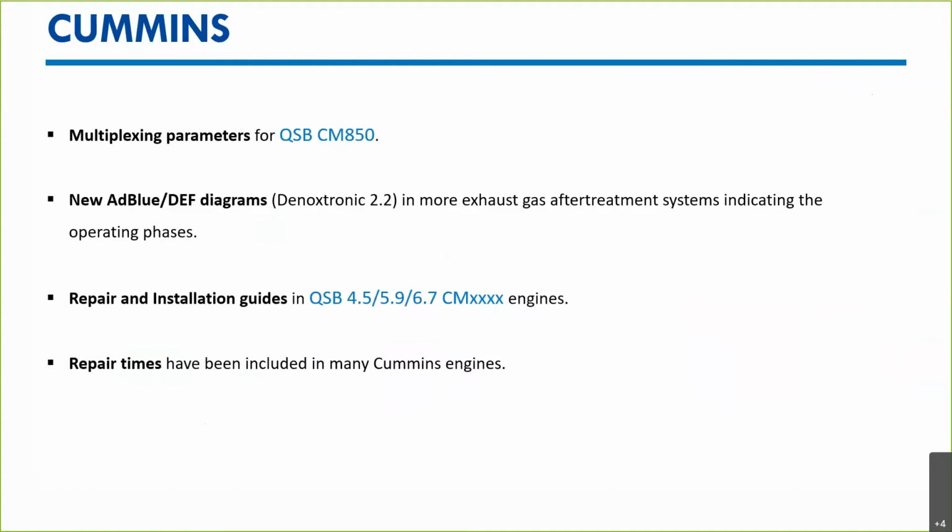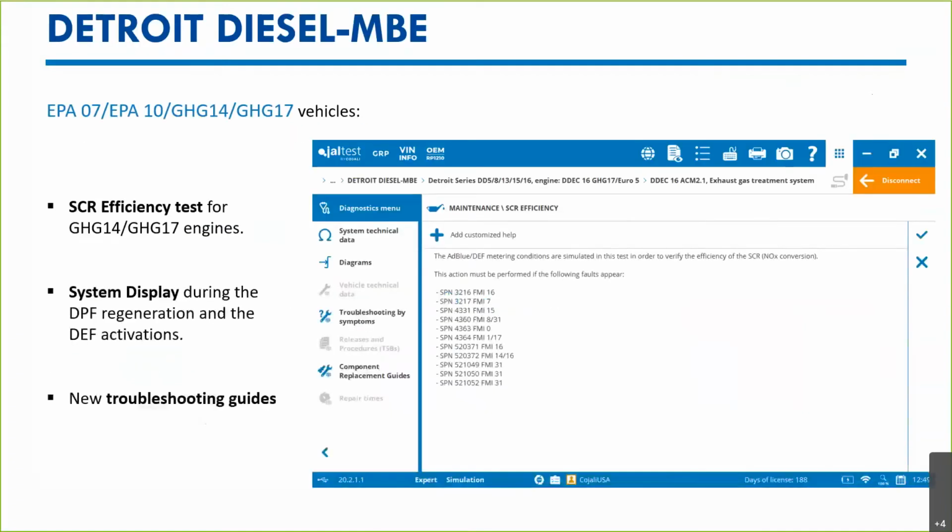Also, new repair and installation guides, diagrams, repair times, as well as multiplexing parameters have been added in this version for different engines and families. And we jump into the Troy Diesel Mercedes-Benz, where we will find, specifically for the EPA 07-10, GHG14 and GHG17 vehicles, some interesting new features.